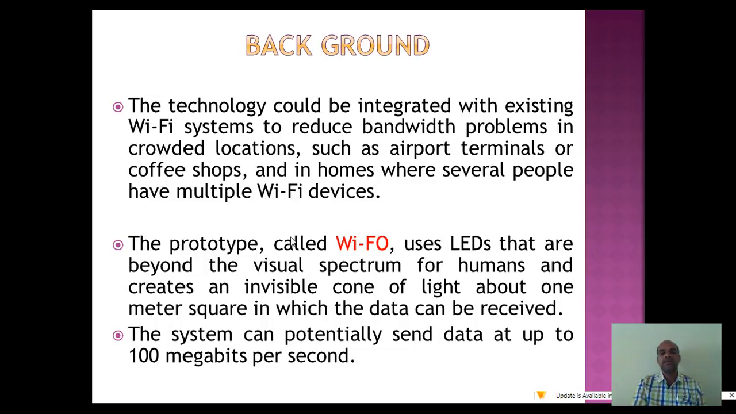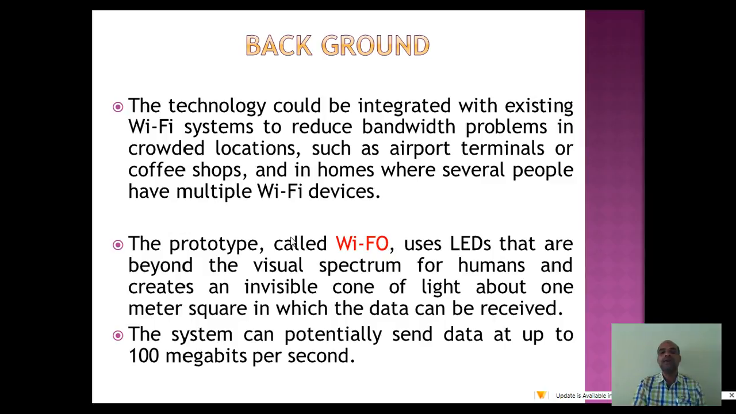Whatever technology we are discussing now can be integrated easily with Wi-Fi systems. The only major issue is bandwidth. To reduce the bandwidth problem, we have an alternative called visible light communication. For example, in very crowded locations like coffee shops, airport terminals and bus stops, when more people are connected to a Wi-Fi device, the bandwidth of Wi-Fi is shared equally among all the devices.